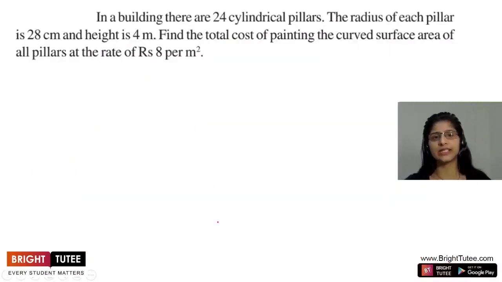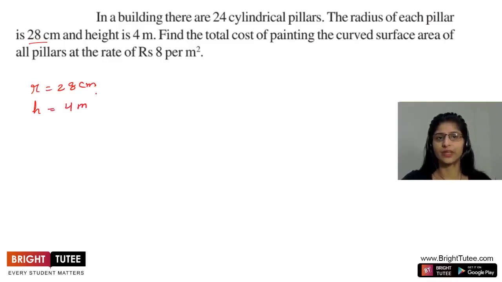Here, they're saying there is a building, and in that building there are 24 cylindrical pillars. Cylindrical pillars means the pillars are in the form of a cylinder. The radius of each pillar is 28. What is the radius given? 28 centimeter, and the height is given as 4 meter. So centimeter and meter, convert this into centimeter or convert into meters.